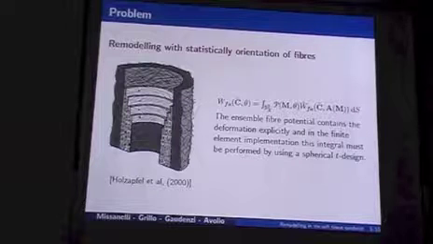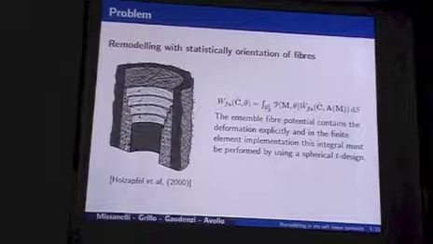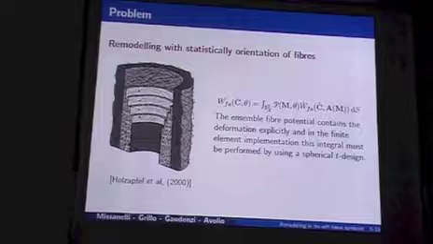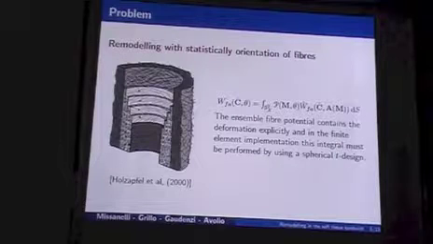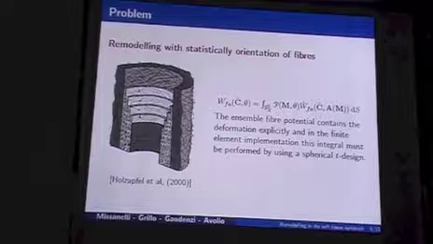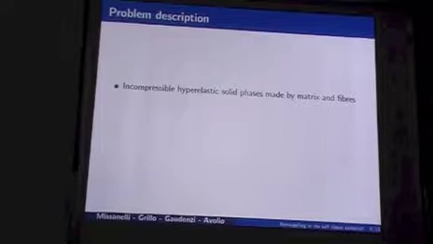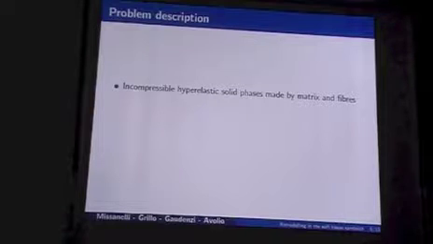In particular, this kind of integral, when you use a numerical method like a finite element implementation, you need to calculate numerically and use a particular method called spectral decomposition. In our problem, we assume a couple of things. One is that our system is an incompressible hyperelastic solid made by fiber in a ground matrix.